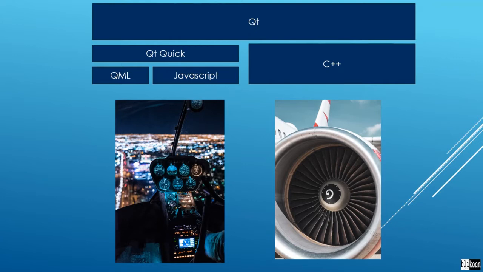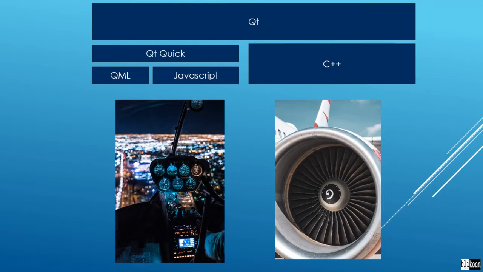Now, you use Qt Quick to write your user interfaces. Where does C++ come in? Well, C++ is used to do the heavy stuff. If you are doing some heavy processing in your Qt application, you are most probably going to do that in C++ and then pass the result back to Qt Quick to be displayed.